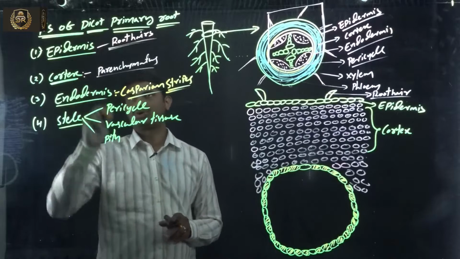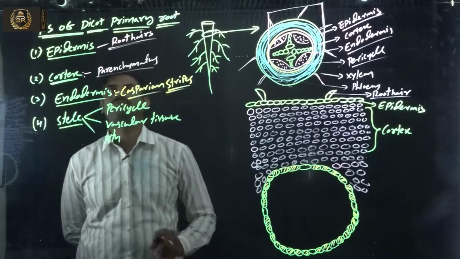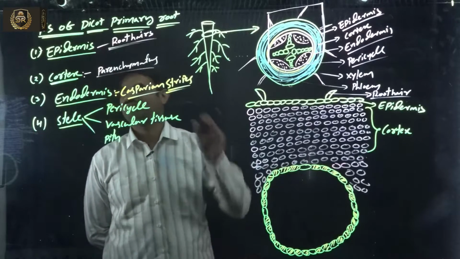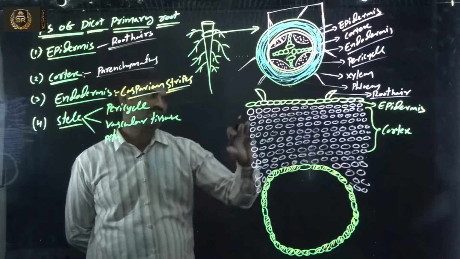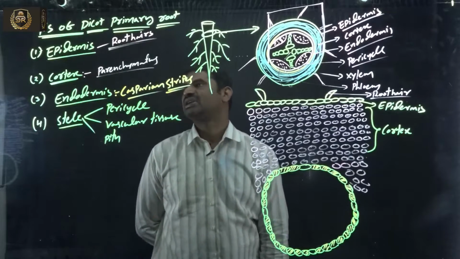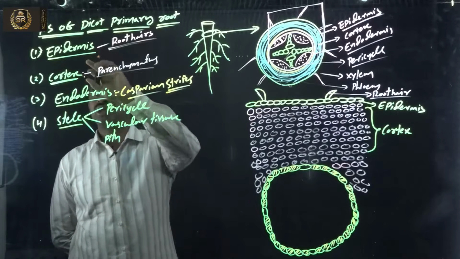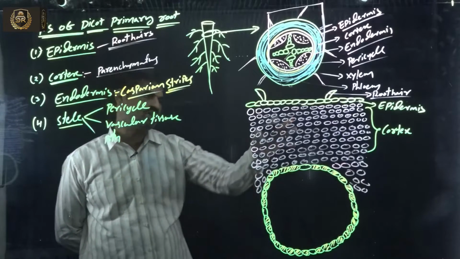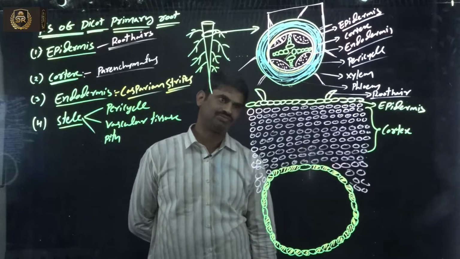Okay, the outermost protective layer is the epidermis. On the epidermis surface, small hair-like structures are present. That is called root hair. Below the epidermis, that part is called the cortex. The cortex is made up of parenchyma cells. The cortex is located above the endodermis and below the epidermis, in the middle. It is the largest part, made up of parenchyma cells.